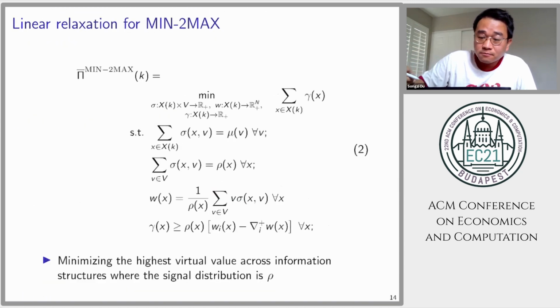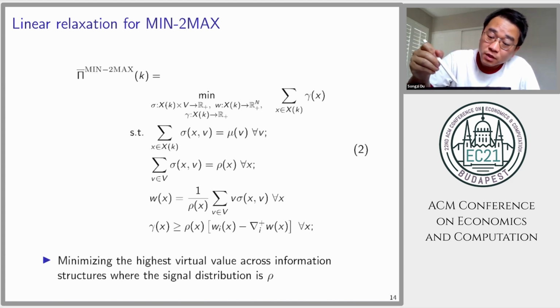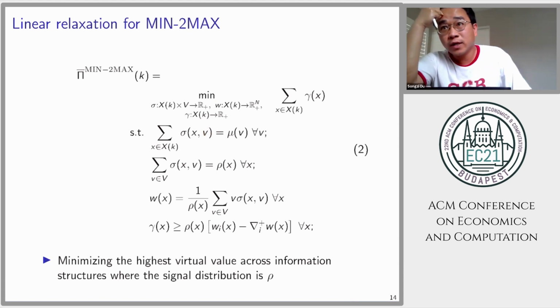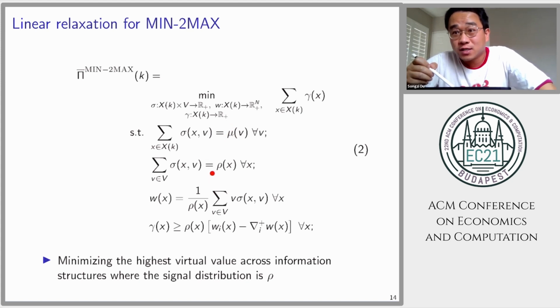Okay, so our linear relaxation for nature's problem, this mean to max problem, looks very familiar. Here we are minimizing across information structures sigma, this joint distribution between signals and values, subject to the constraint that they have the right marginals. The marginal on the value is given by mu. The marginal on the signal is given by the previous censored geometric distribution.